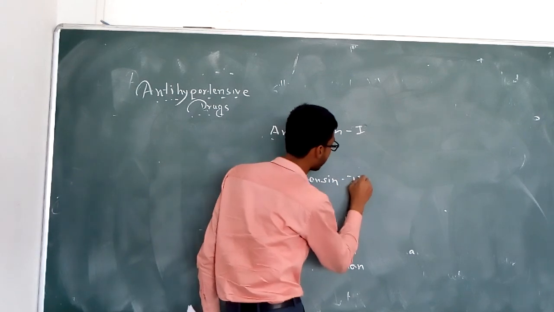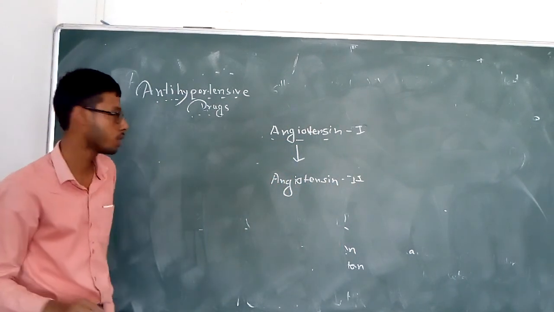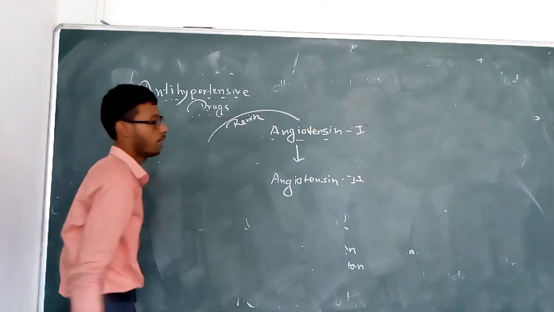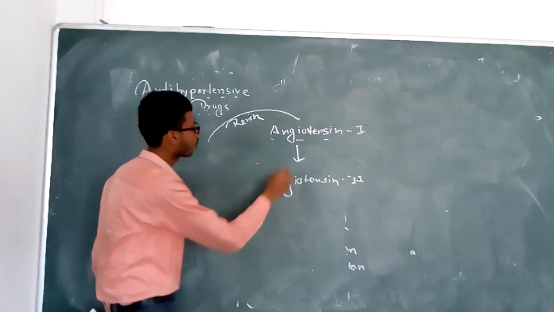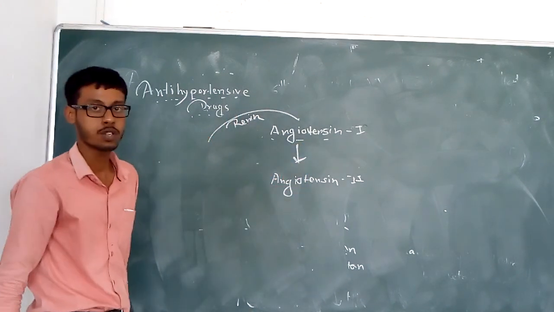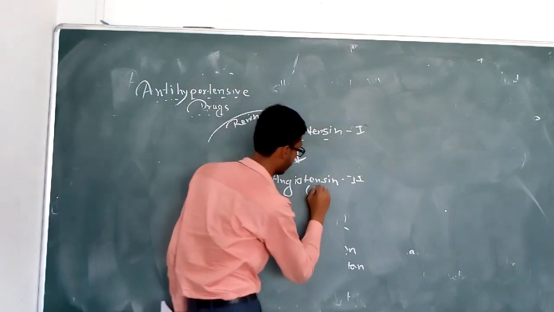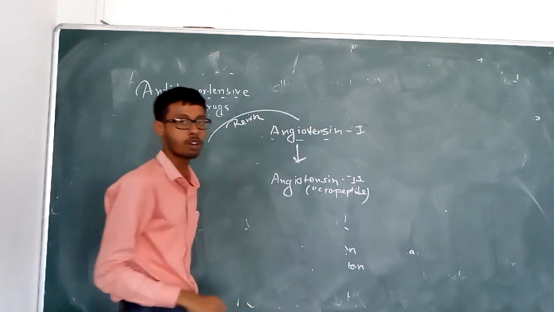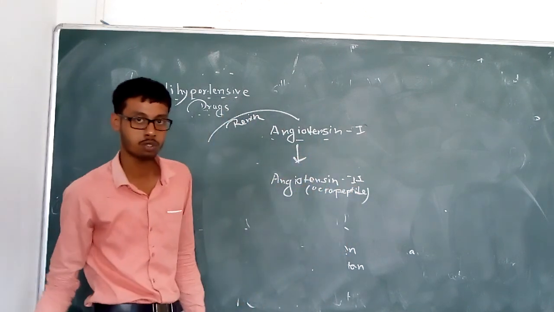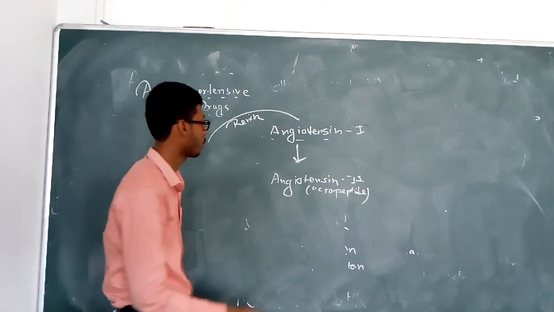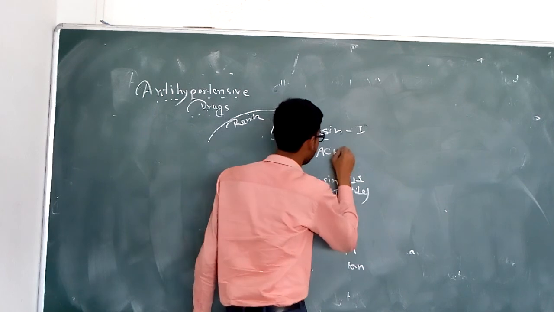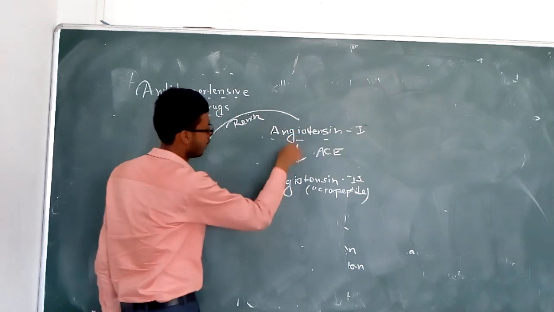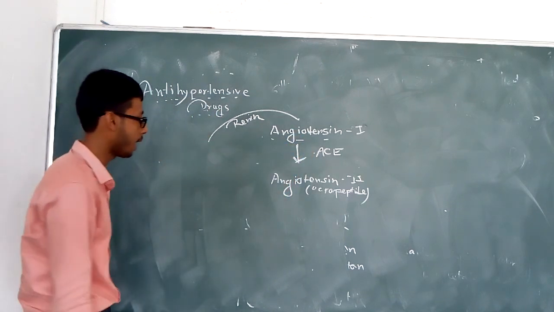So just remember that angiotensin 1 is produced by renin. Renin is the enzyme, and it is converted to angiotensin 2, which is an octapeptide. The enzyme responsible for the conversion from angiotensin 1 to angiotensin 2 is the ACE enzyme, angiotensin converting enzyme. By the influence of this enzyme, it produces angiotensin 2.